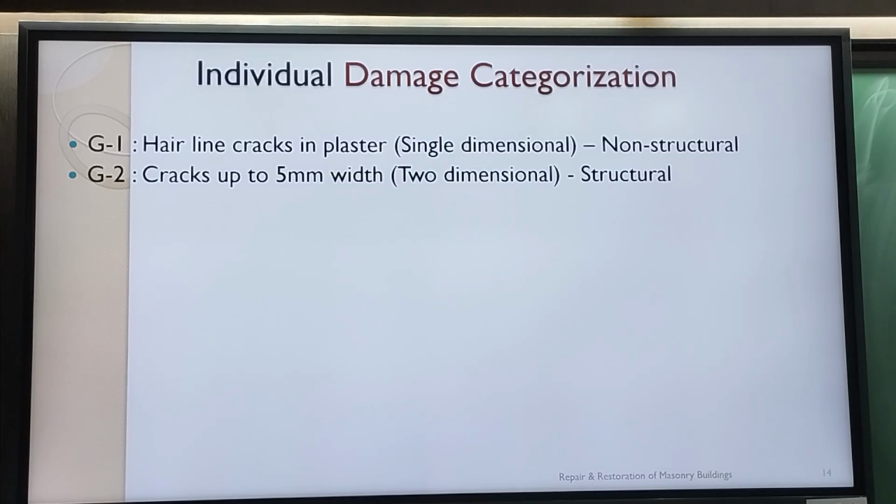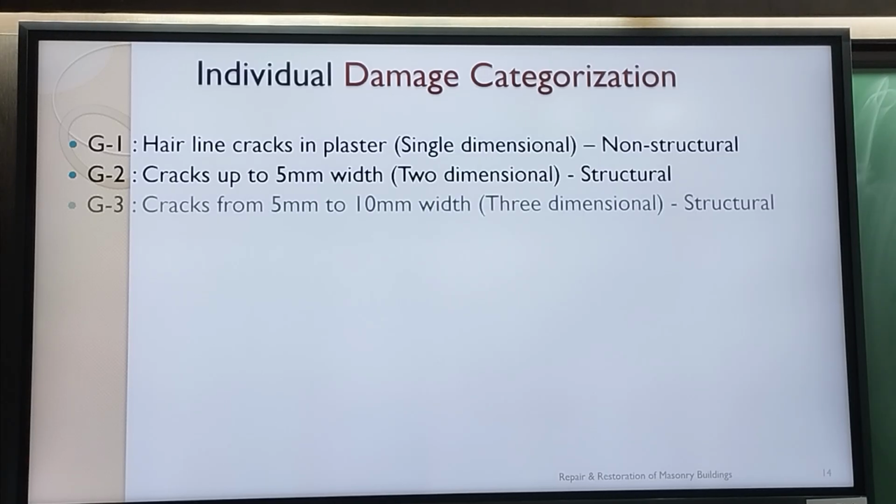Then you have G2 cracks, which are basically hairline up to 5 millimeter width. These are structural cracks. They are two-dimensional cracks. So they basically have a length and the width. So when you measure the quantity of damage, you have to measure the length and the width of the damage. Then you have G3, which are cracks which are actually 6 millimeter to 10 millimeter. Okay, they are three-dimensional. They have width, length, and depth. And typically, those cracks are through the thickness of the walls.